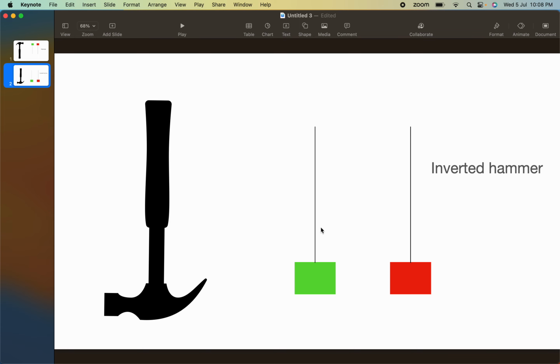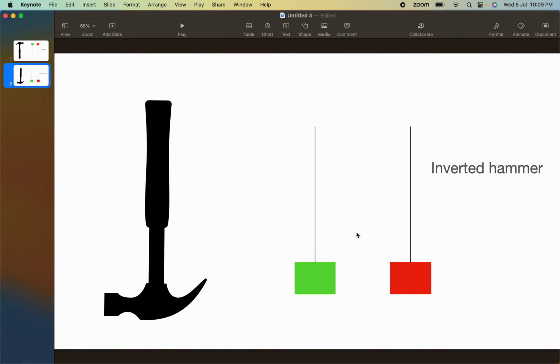Coming to the inverted hammer, which is exactly the opposite of the hammer. You will notice in the inverted hammer, the body is very small and placed at the lower side, and the upper wick is longer. By the rule, the upper wick has to be double or more the size of the body. Even here, the color of the body doesn't matter. It can be green as well as red.